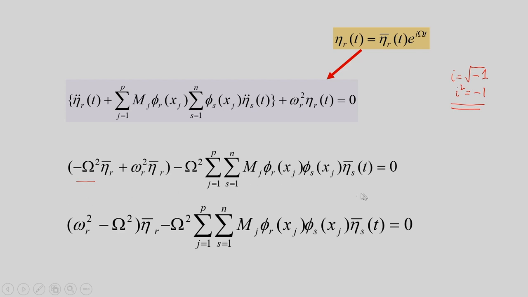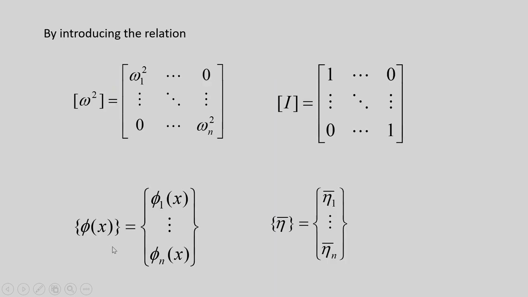Now this can be formulated as a standard eigenvalue problem. So let us see what the matrices are. We can introduce this because this is with index r only. If I write in matrix form, then omega_r square appears in a diagonal position in a matrix. So we assume that this omega square matrix is a diagonal matrix, with diagonal elements omega 1 square, omega 2 square, like that up to omega n square, and other elements are 0.